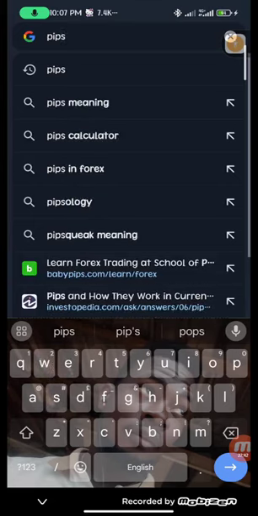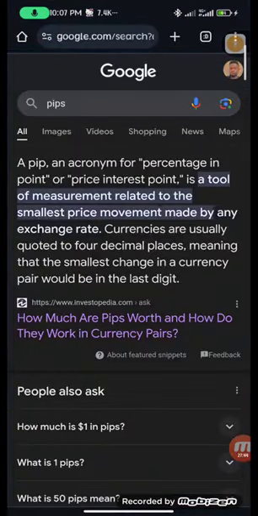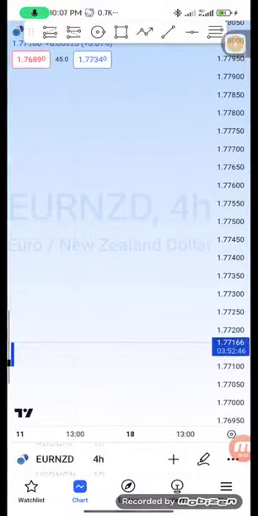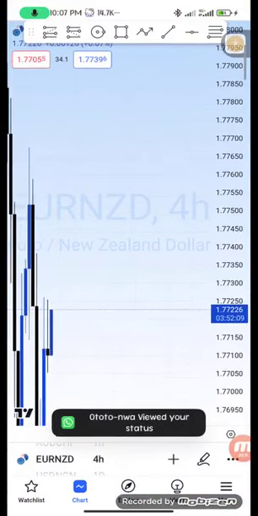Pips. A pip is an acronym for percentage in points, or price interest point. It's a tool for measuring the smallest price movements made by any exchange rate. Currencies are usually quoted to 4 decimal places, which is what I'm trying to explain to you guys. I think the market has opened on this particular currency.